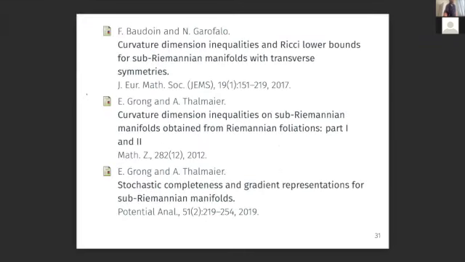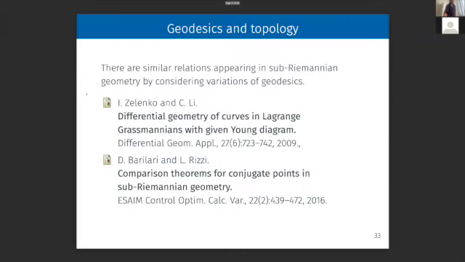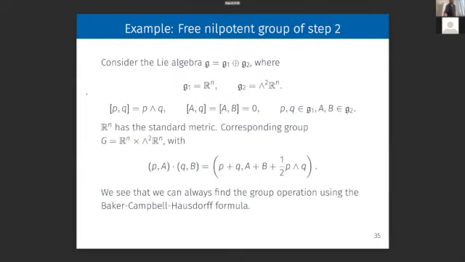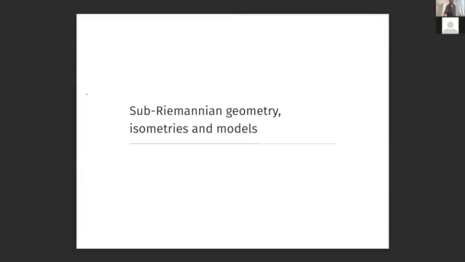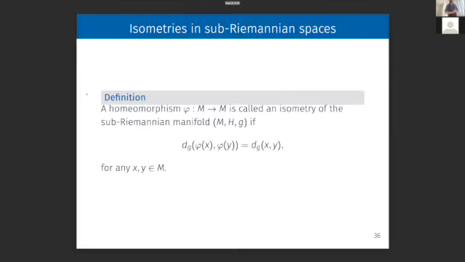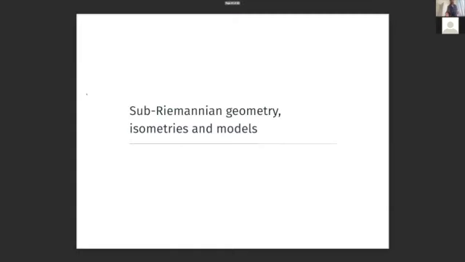Yeah, and I put a bunch of references, but I'm already spending way too much time. So just ask me for the slides if you want the references. But okay, so let's talk now about some results before we finish. So let's first ask what a model space is in this sub-Riemannian setting.